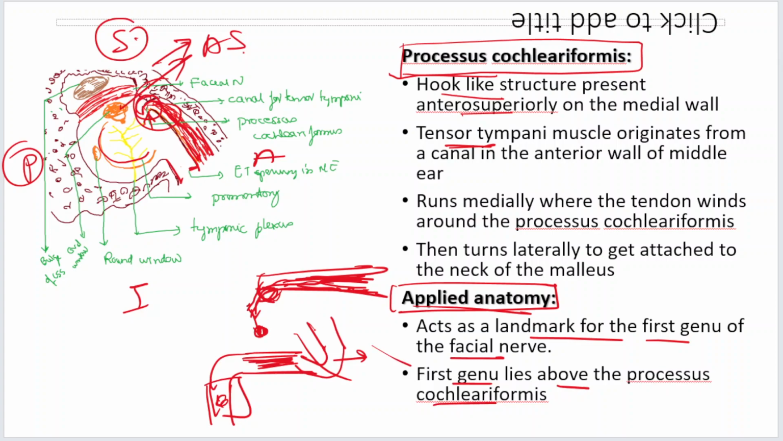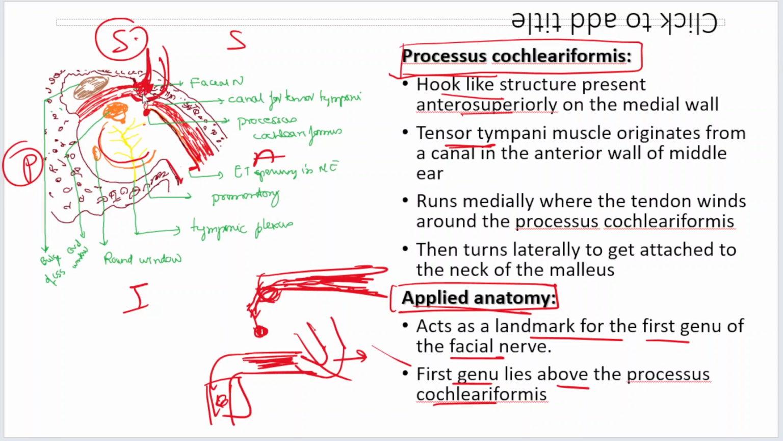So this is the facial nerve. This is the processus cochleariformis. The first genu will be here. This is the first genu. It bends at more than a 90-degree angle. So you will know where it is. If you can find out where the processus cochleariformis is, you will know where the first genu is.